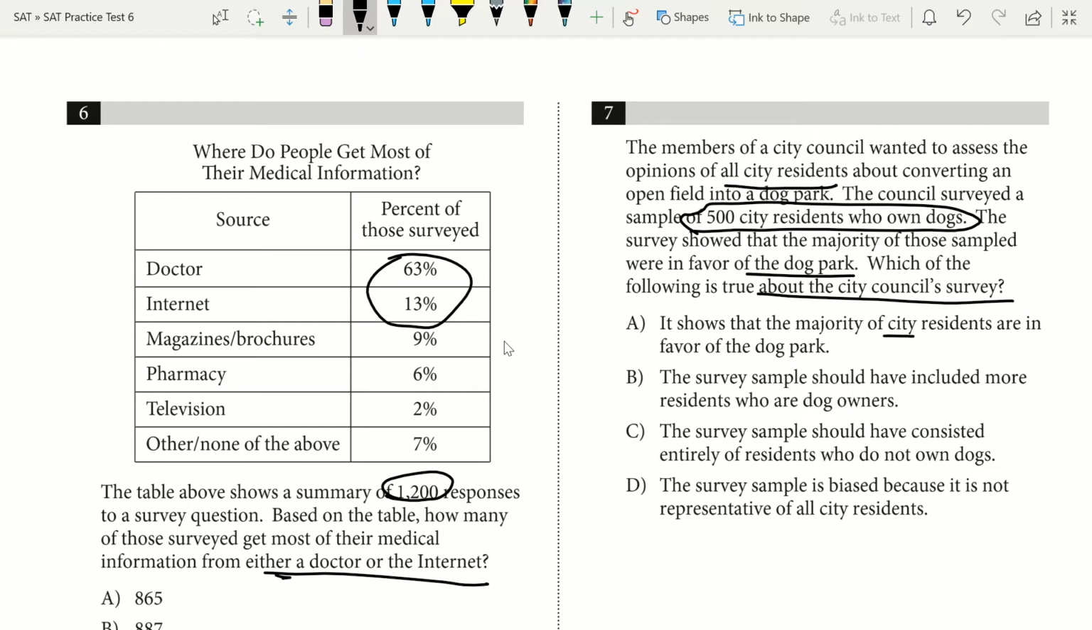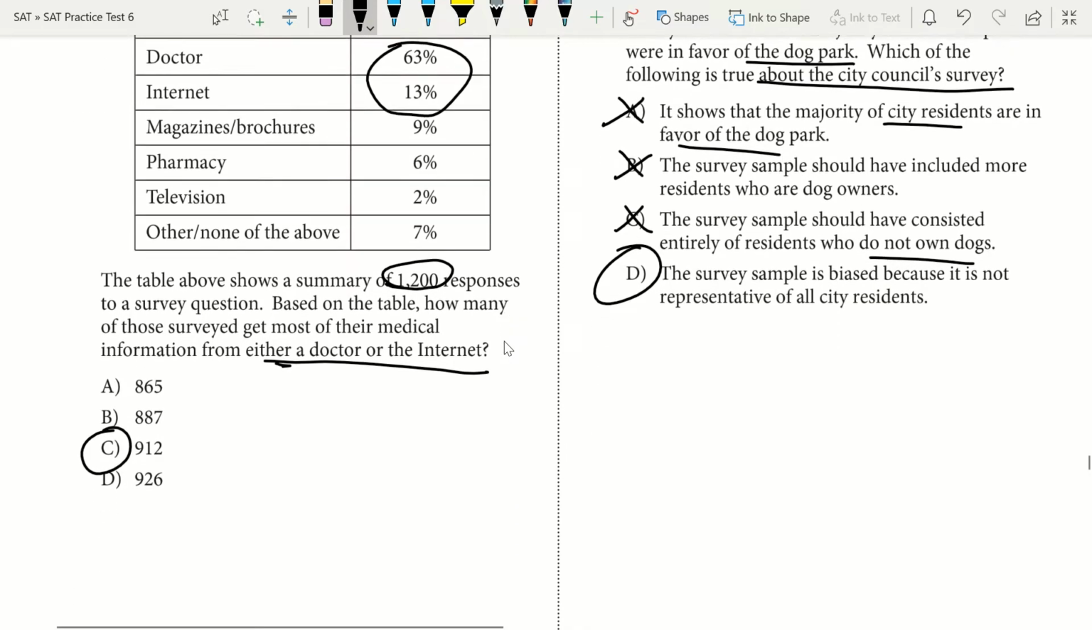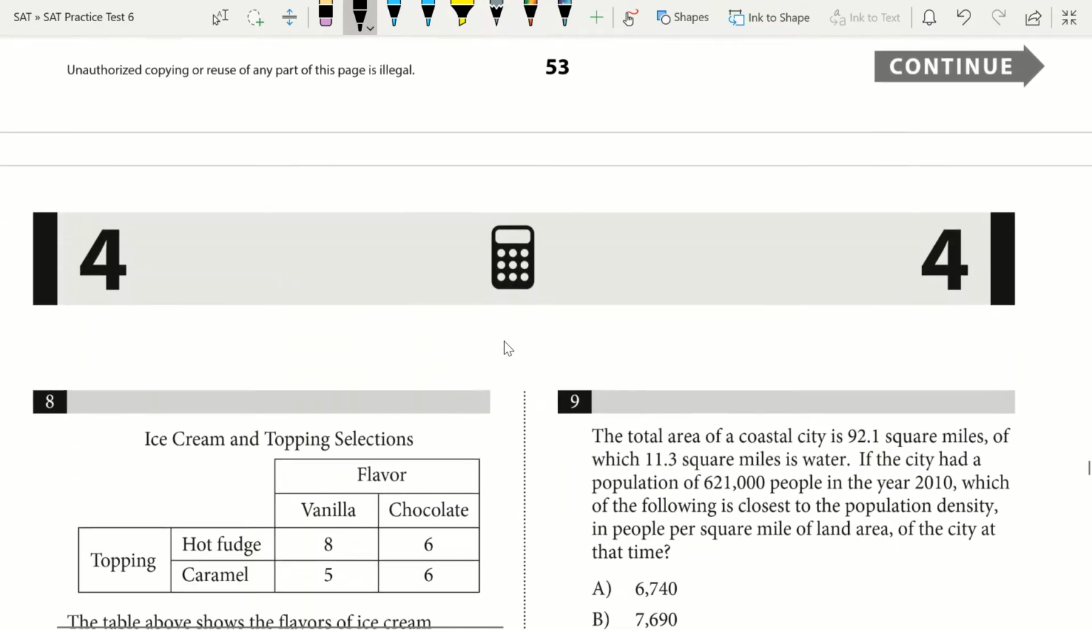It shows the majority of city residents are in favor of the dog park. No, because it was a biased survey. The survey sample should have included more residents who are dog owners. No, it already said they were. The survey sample should have consisted entirely of residents who do not own dogs. That's not true. That would also be a biased sample. So just by process of elimination, I know my answer is D. The survey sample is biased, which I just said because it's not representative of all city residents.